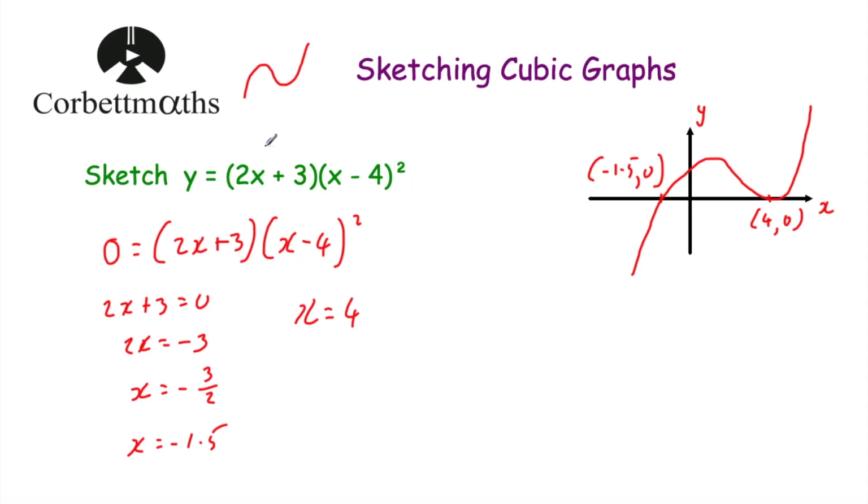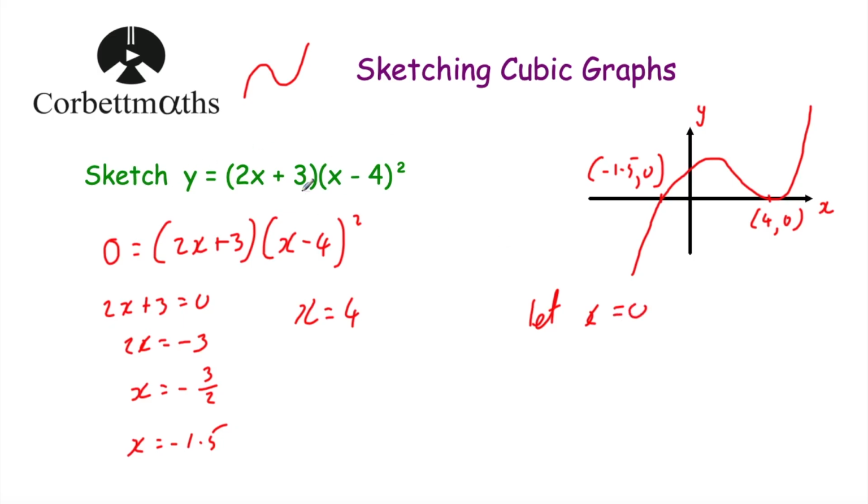Okay, that's fantastic. We've done our first two steps. We've considered the shape of the graph, and we've found where it meets the x-axis. It crosses the x-axis at (negative 1.5, 0) and touches it at (4, 0). Now let's find where it crosses the y-axis. To find this, we're going to let x equal 0.